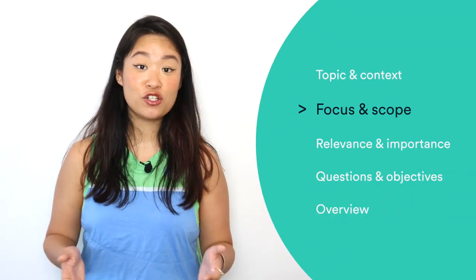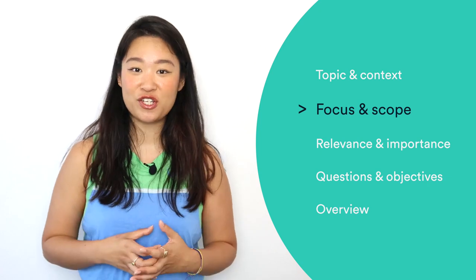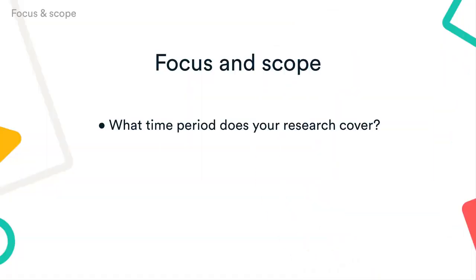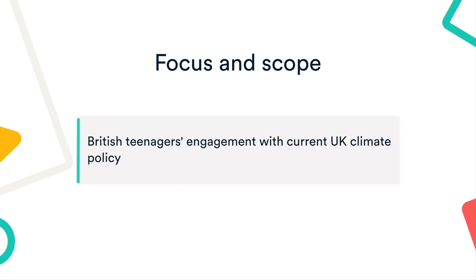After a brief introduction to your general area of interest, narrow your focus and state the scope of your research. For example, what time period does your research cover? What demographics or communities are you researching? In our example here, we're focusing specifically on British teenagers' engagement with climate policy.